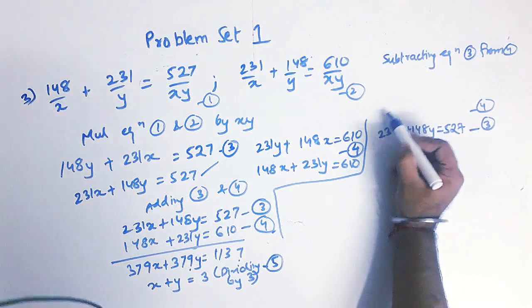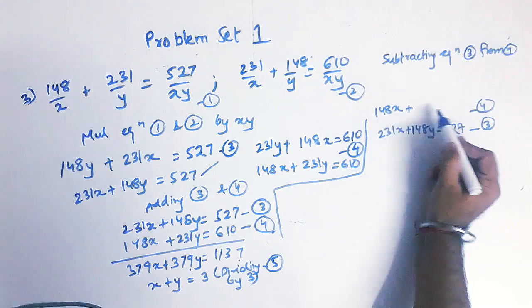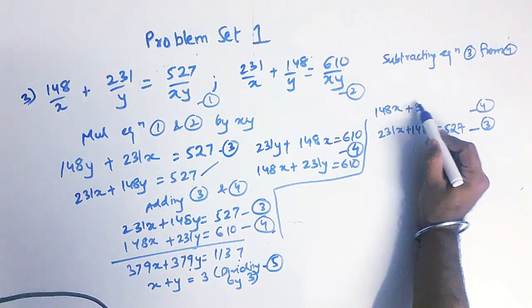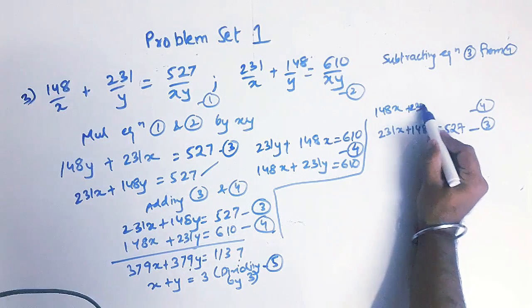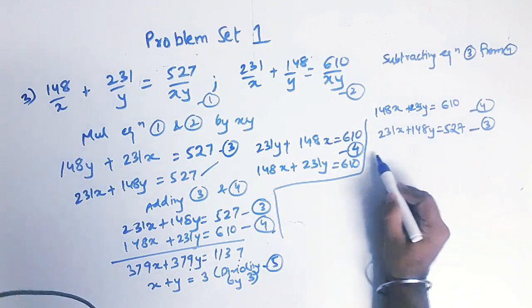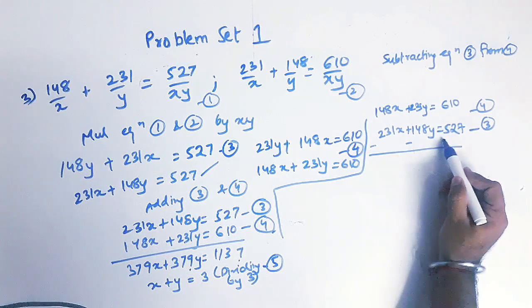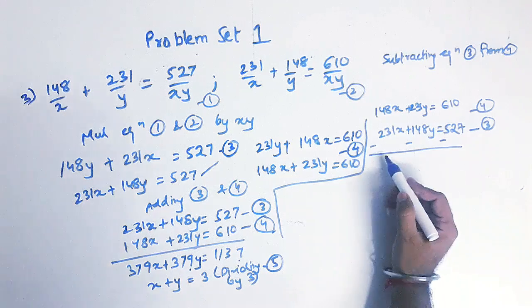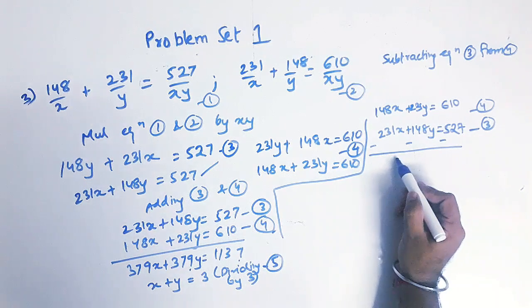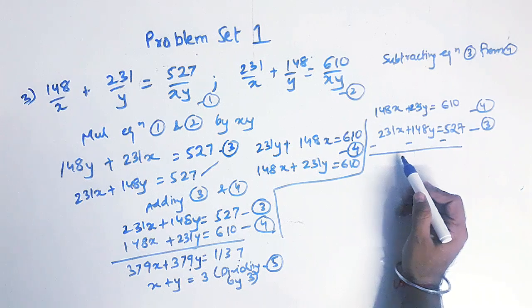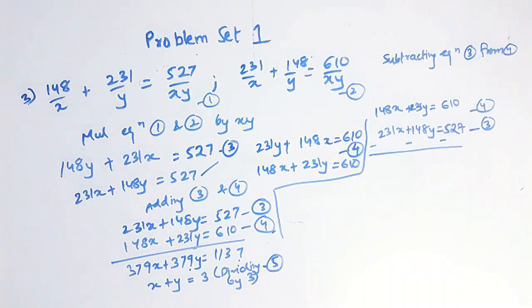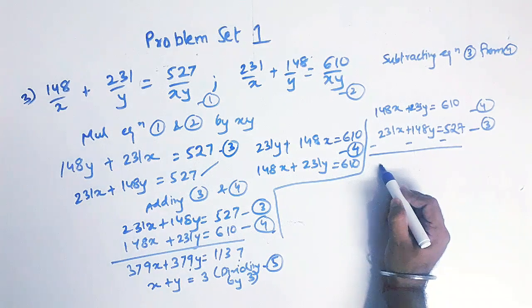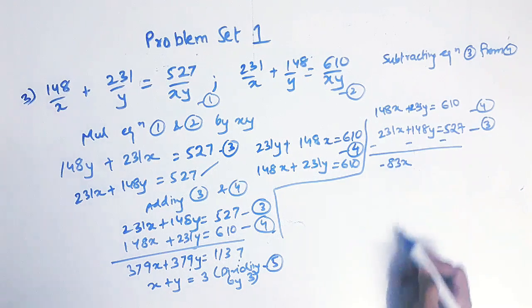And here 148x plus 231y equals to 610. Minus. Now what is 148 minus 231? I'll take 148 minus 231. It is 83. Yes, so minus 83x.